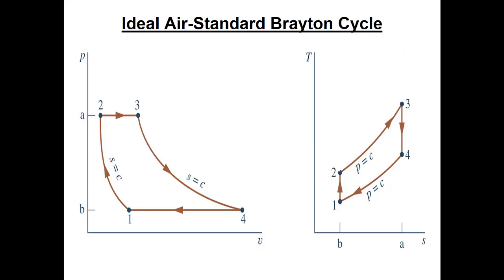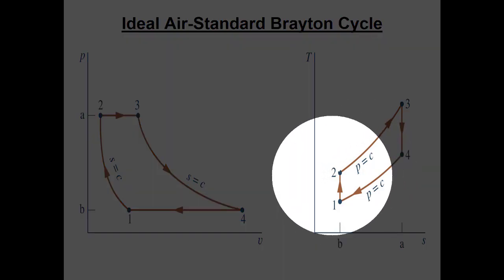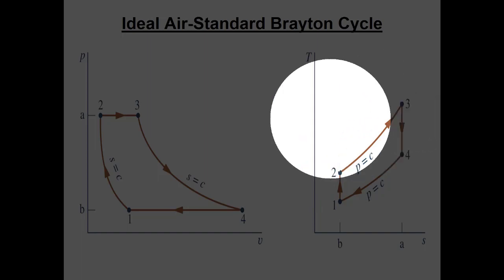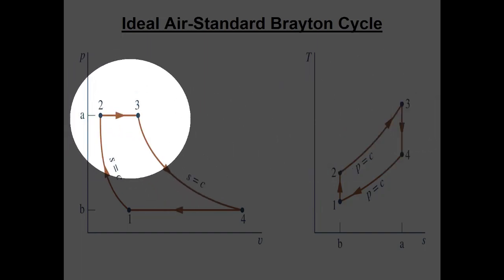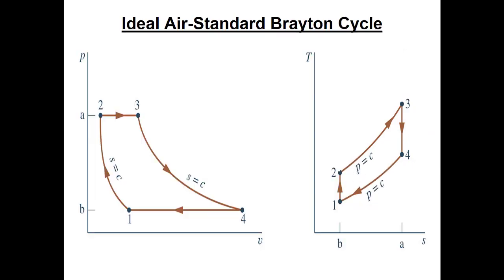Remember, when we have a cycle where the working fluid is an ideal gas, it's very important to be able to identify these isentropic processes. Then we'll assume that heat addition happens at constant pressure. So we have a constant pressure line from 2 to 3. You can see that here on our PV diagram. This is constant pressure heat addition. And then as we go through the turbine, we have another potentially isentropic process if it's an ideal turbine. And then we have constant pressure heat rejection.